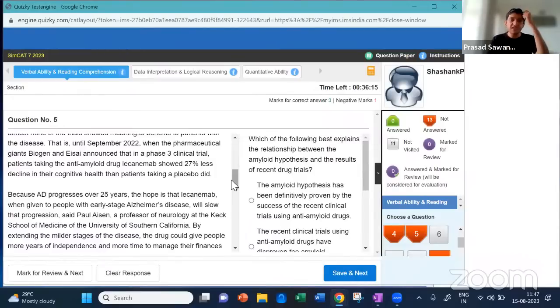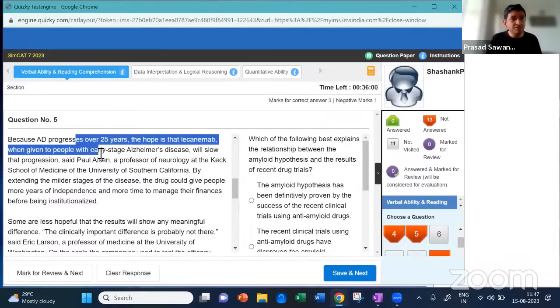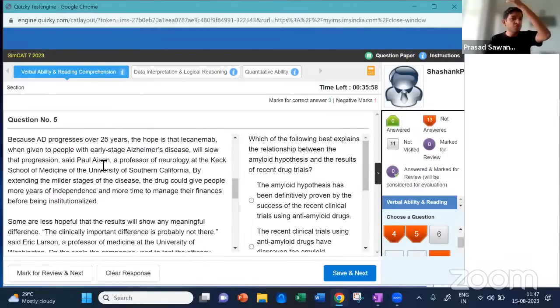So initially they did not get any significant breakthrough, but here they're saying that the decline in cognitive health was less in terms of patients who were taking this anti-amyloid drug. Okay, so it was more or less a success, you can say. Because AD progresses over 25 years, the hope is that lecanemab, when given to people with early stage Alzheimer's disease, will slow that progression.